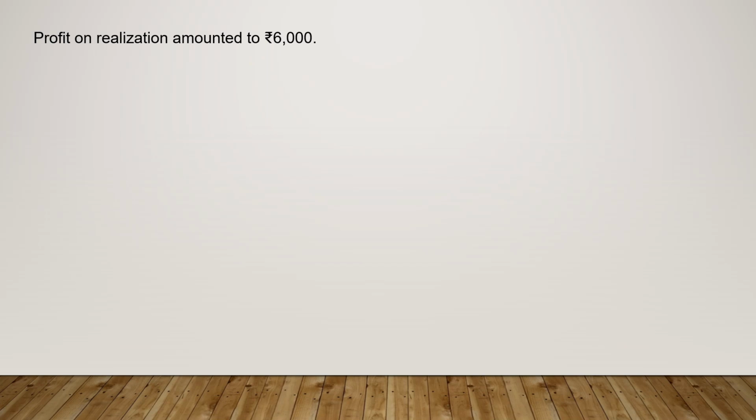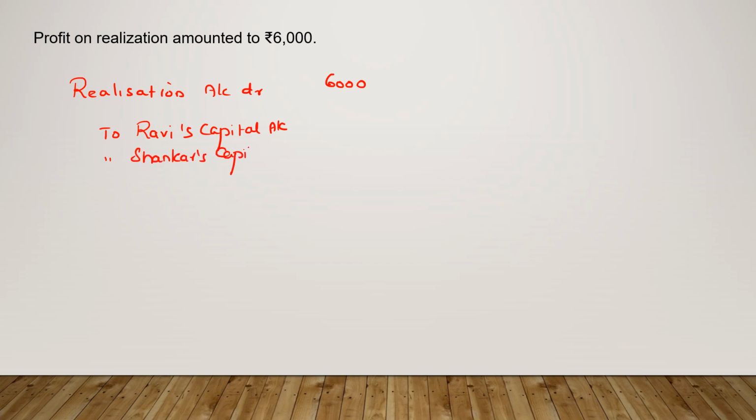Now when there is a profit on realization, it means the credit side total is more than the debit side. Therefore, you would be transferring off the profit by debiting realization account 6,000. This would be given away to the three partners. The three partners were Ravi, Shankar and Madhur. So we would credit Ravi's capital account, Shankar's capital account and Madhur's capital account in their profit sharing ratio.